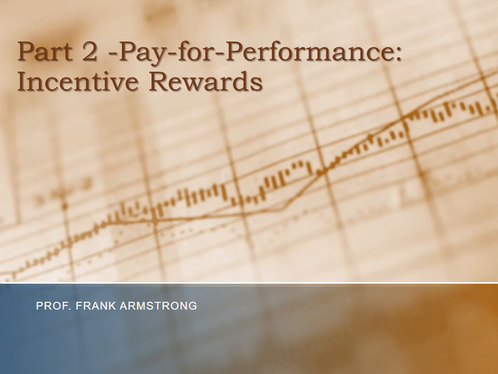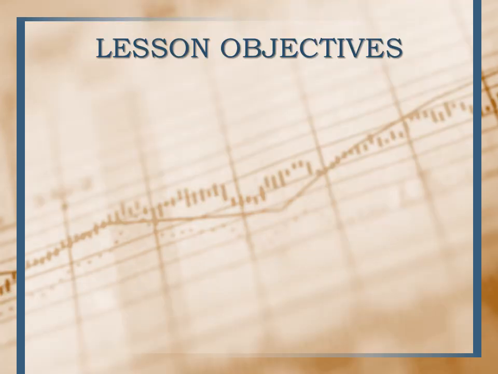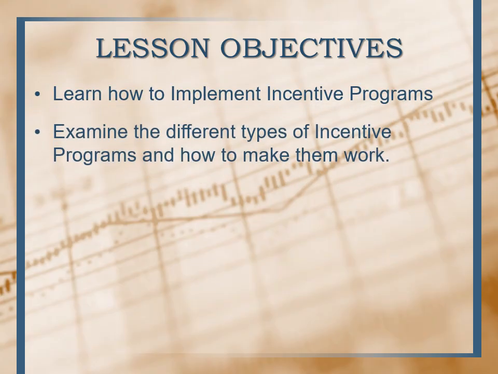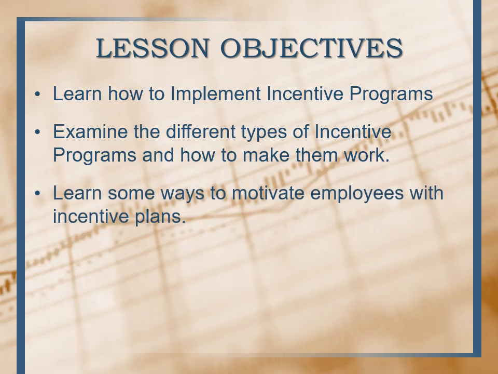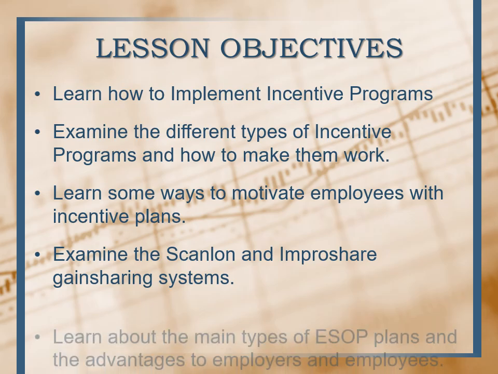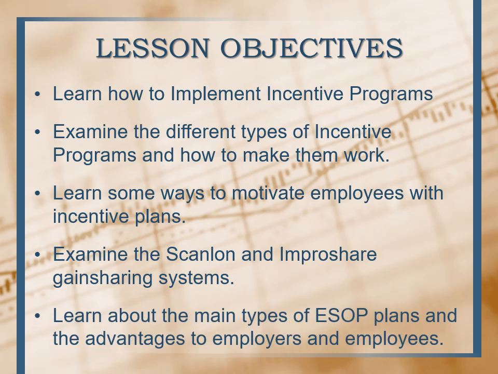Hello again. We are now going to look at part two of compensation, which is more like pay for performance incentive rewards. Objectives here are we want to learn how to implement incentive programs, examine the different types of incentive programs and how to make them work, learn some ways to motivate employees with incentive plans, examine the Scanlon and ImproShare gain sharing systems, and learn about the main types of ESOP plans and the advantages to both employers and employees.